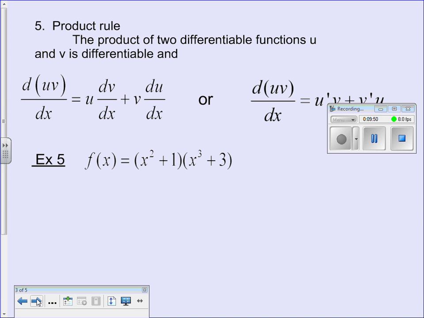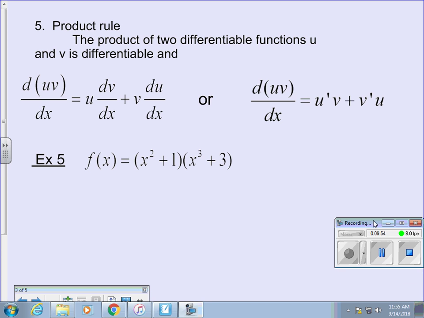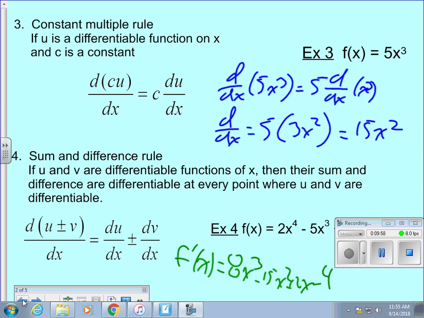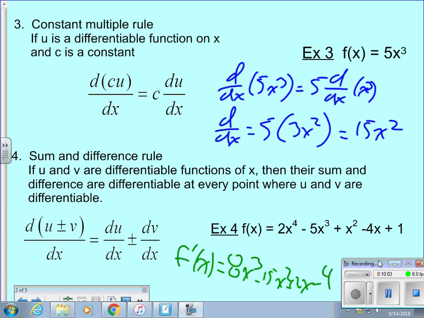Okay, the product rule. Wait, yeah, I can go back. How's that? There, that's like Karina. Beautiful.